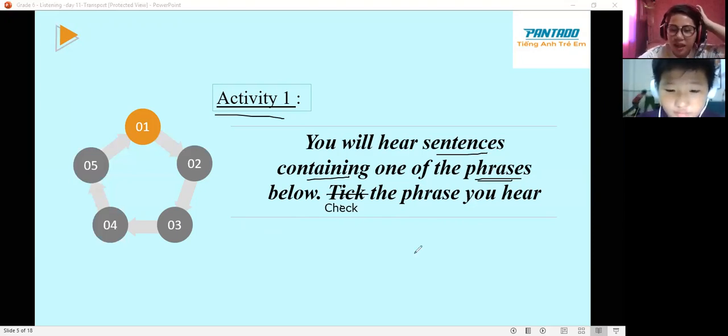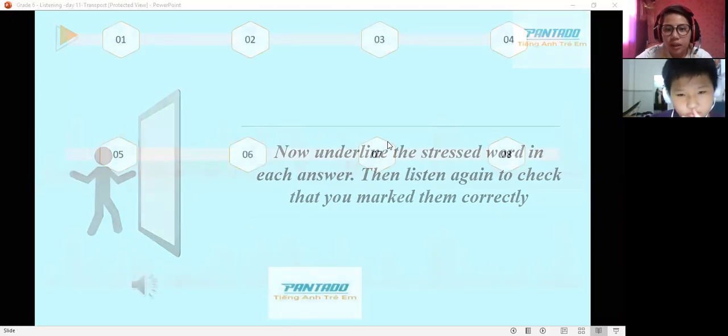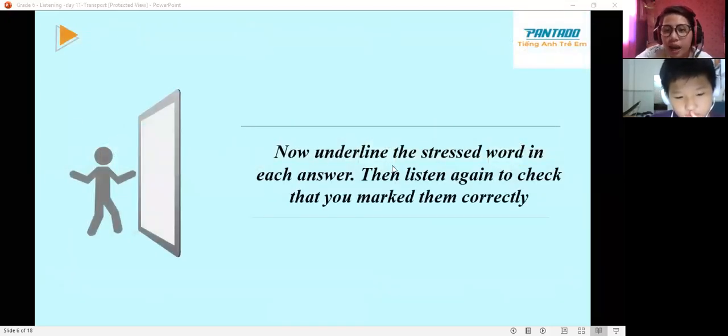Very good. Okay. So, can you pronounce phrases? Phrases. Containing. Containing. Very good. Sentences. Sentences. Okay, very good, Dan. Okay, so now underline the stressed word in each answer. Then listen again to check that you mark them correctly.